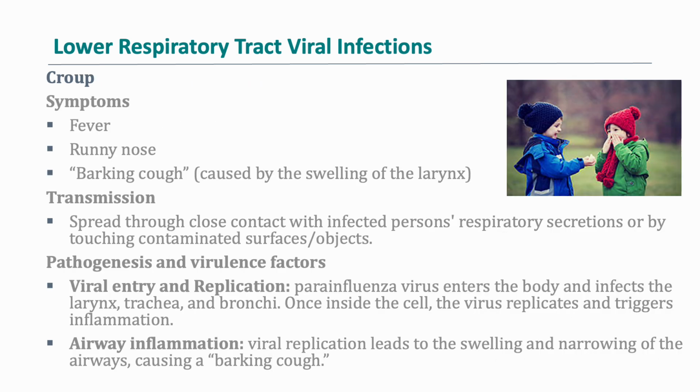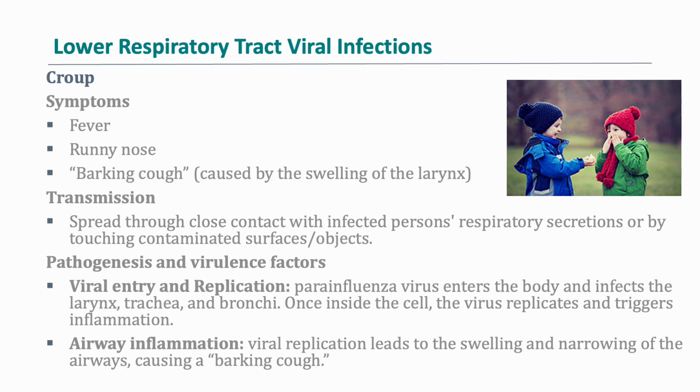Symptoms of croup include a fever, runny nose, and the main symptom being the barking cough, which is caused by the swelling of the larynx. Croup is spread through close contact with an infected person's respiratory secretions, such as when they cough, sneeze, or talk. It can also be transmitted by touching surfaces or objects contaminated with the virus and then touching the mouth, nose, or eyes.